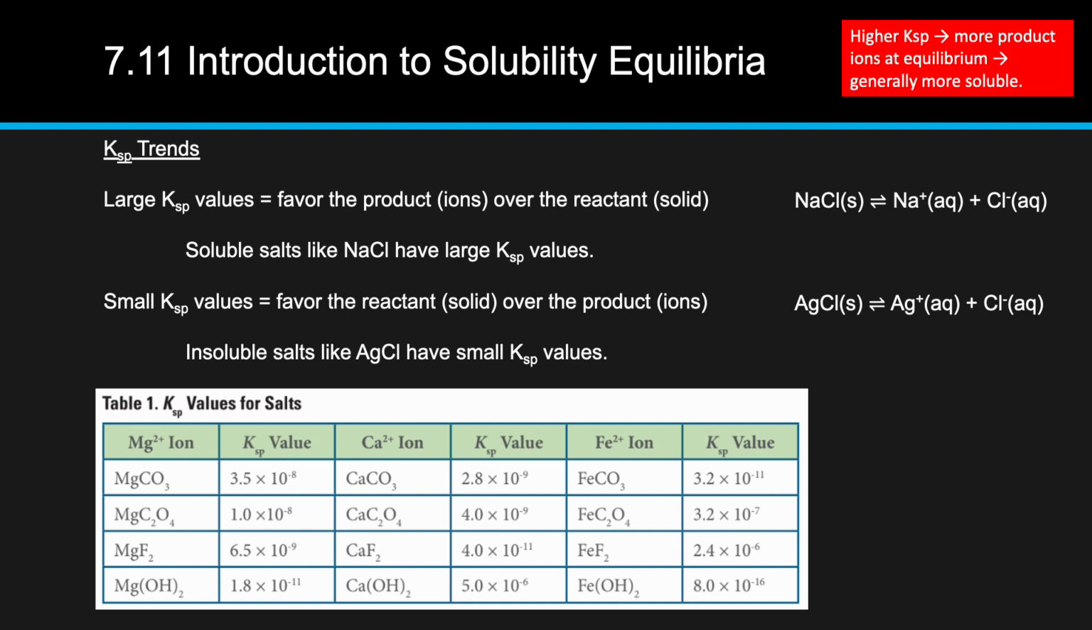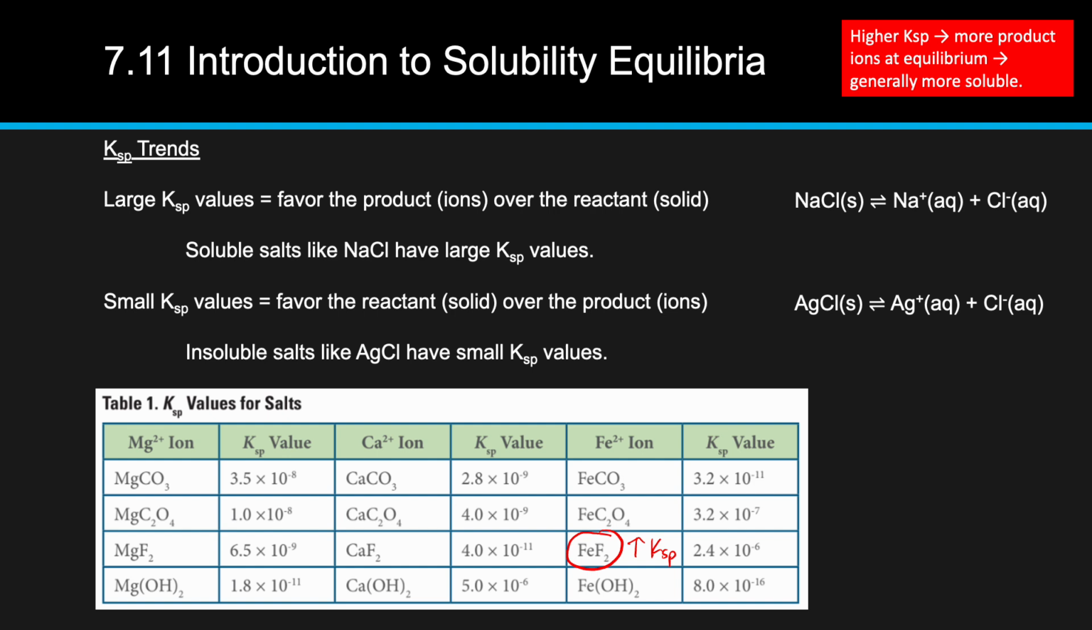So let's start out with our most soluble. So remember, most soluble is going to be my larger Ksp values because it means it's going to favor the products or the ions. So if it's more soluble, it means I have more ions in solution. So if I'm looking for the largest Ksp value, I'm looking for my Ksp value with the lowest exponent, which is going to be FeF2. So that is the largest Ksp value, which means that is my most soluble.